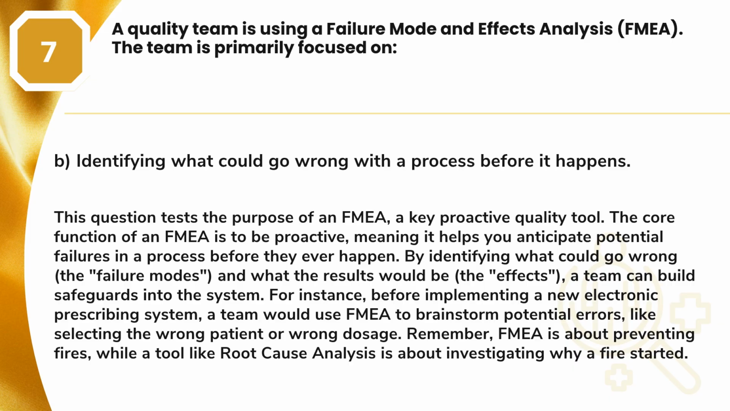Answer: B. Identifying what could go wrong with a process before it happens. This question tests the purpose of an FMEA, a key proactive quality tool. The core function of an FMEA is to be proactive, meaning it helps you anticipate potential failures in a process before they ever happen. By identifying what could go wrong, the failure modes, and what the results would be, the effects, a team can build safeguards into the system.